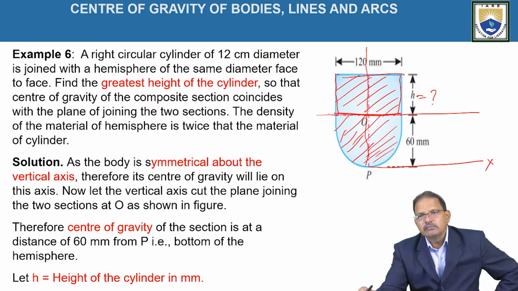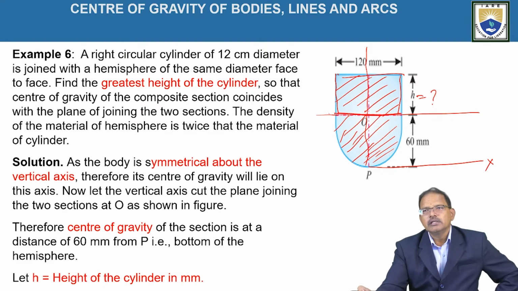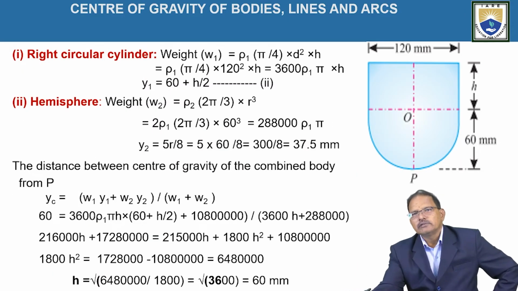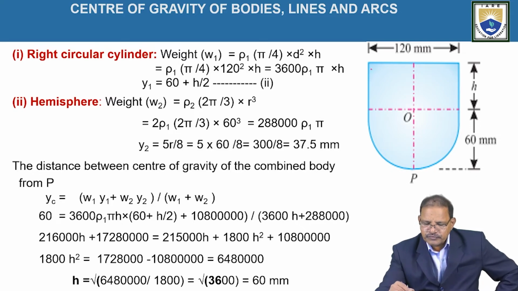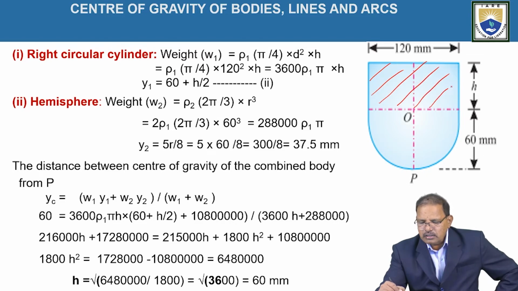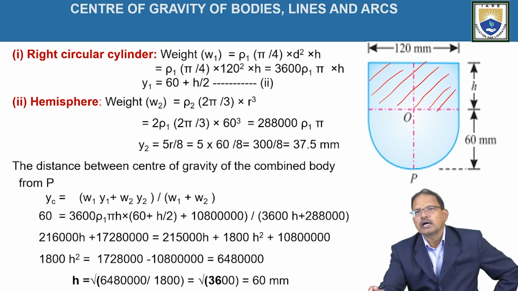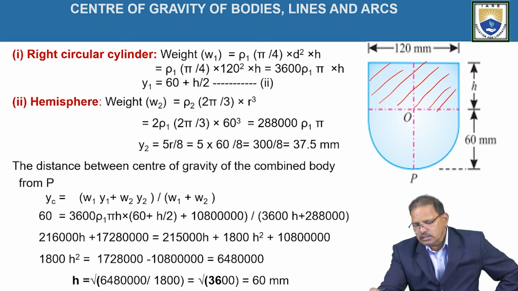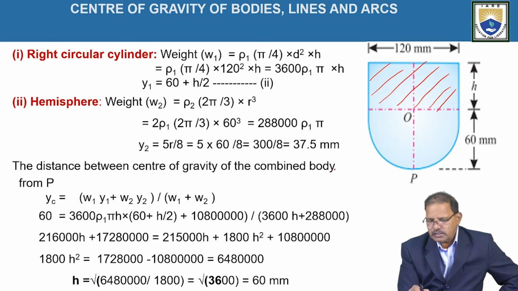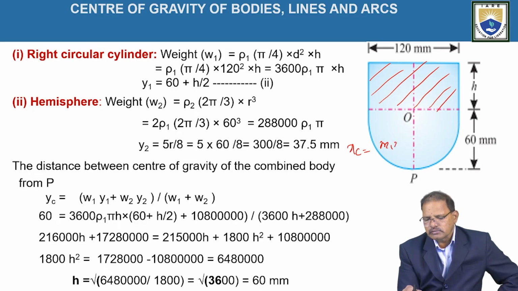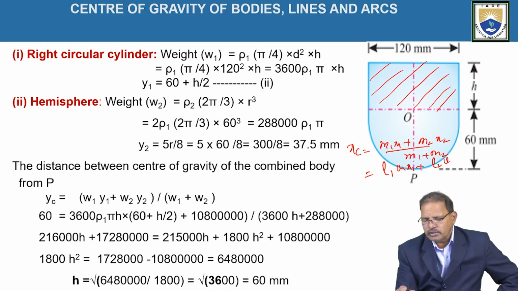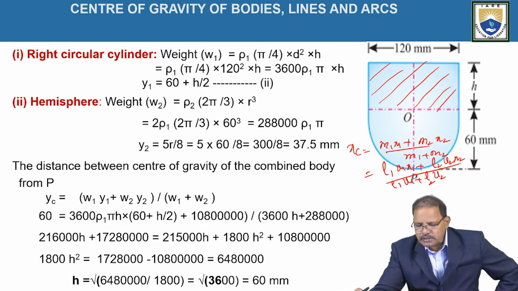Now, let us assume h is equal to the height of the cylinder. First I am taking the red right circular cylinder. Since the density is not common for both the cylinder and the hemisphere, the equation can be written as xc equals m1 x1 plus m2 x2 divided by m1 plus m2, where m1 is rho 1 v1, so xc equals rho 1 v1 x1 plus rho 2 v2 x2 divided by rho 1 v1 plus rho 2 v2. This equation is applicable for determining the position of the center of the composite figure.